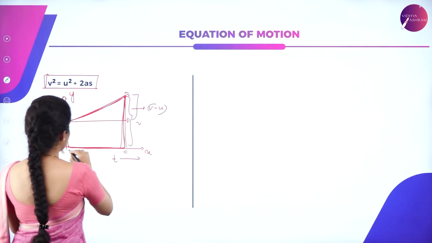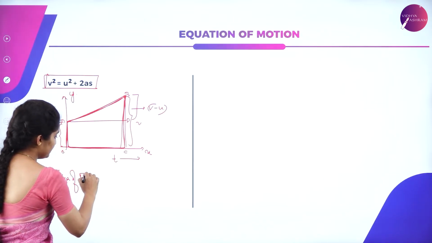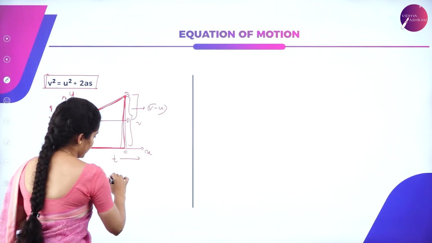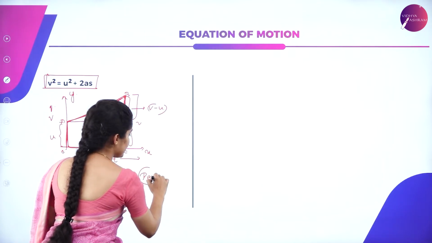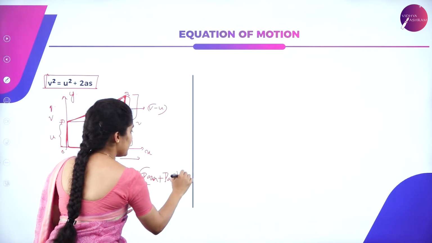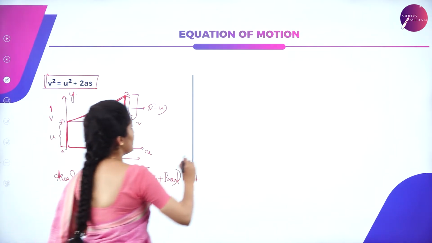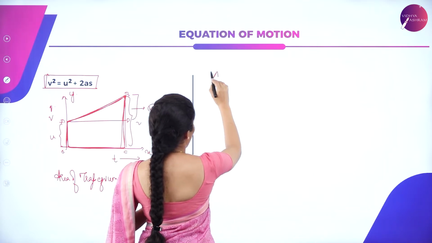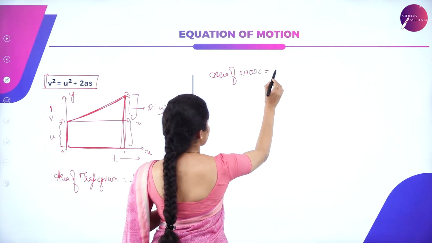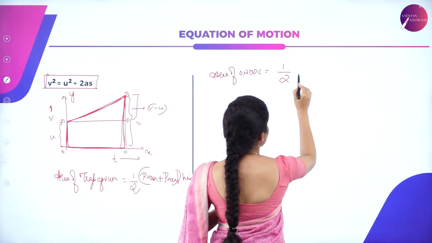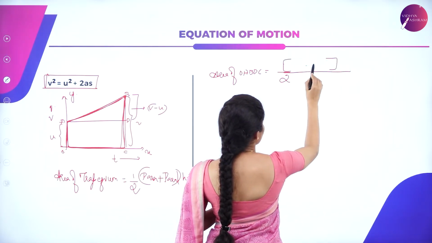So area of a trapezium OABCD is given as half into the sum of parallel sides, multiplied with the height. So this is the equation. So let us go with this. Area of OABDC is equal to half into the sum of parallel sides.